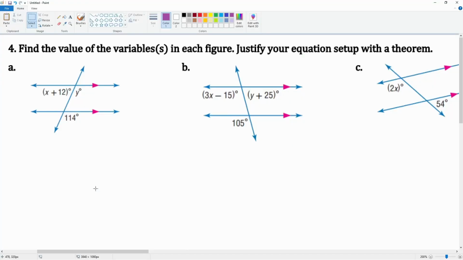You're going to find the value of the variables in each figure, justify each equation set with a theorem. In this video, I'm only covering A, B, and C. Let's take a look at the first one here.